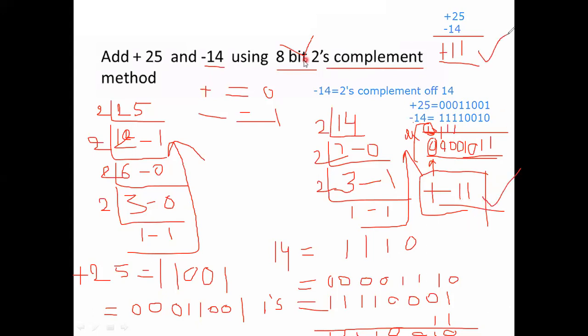Do you understand this? So here what we are doing in this procedure, how do we know this belongs to signed bit addition?